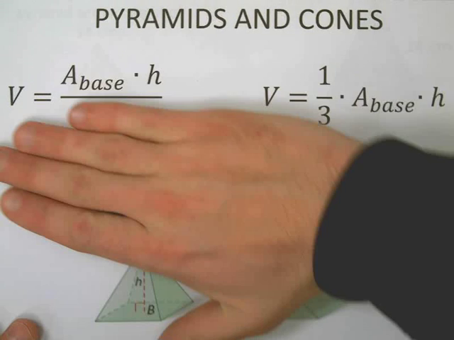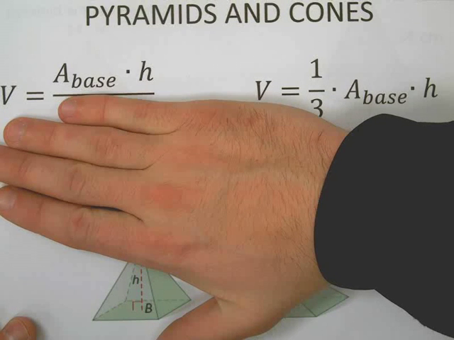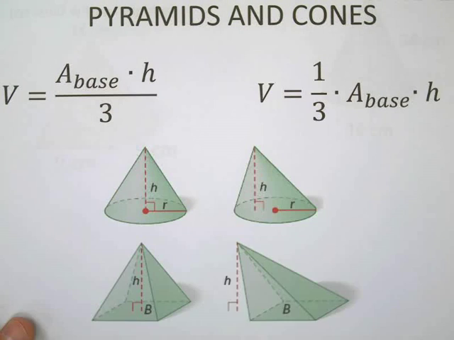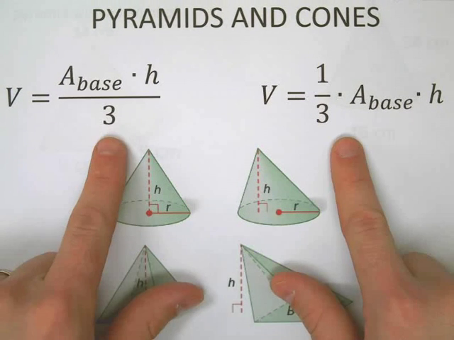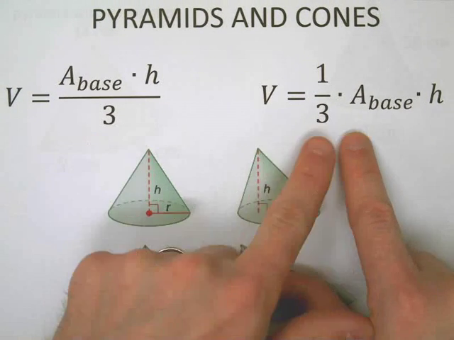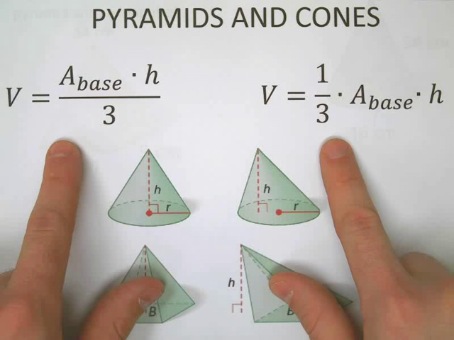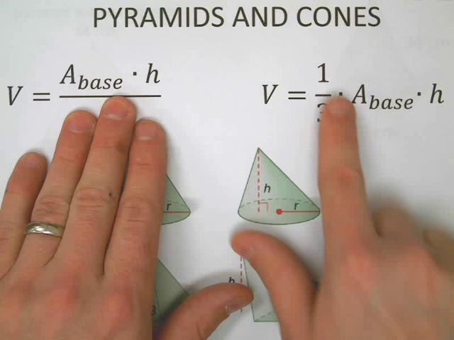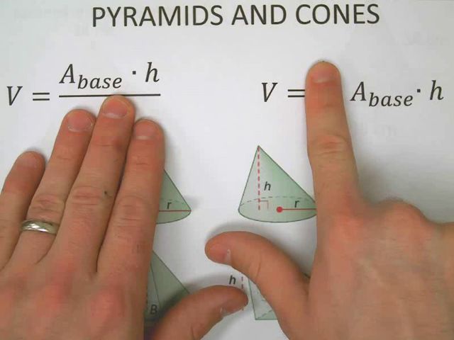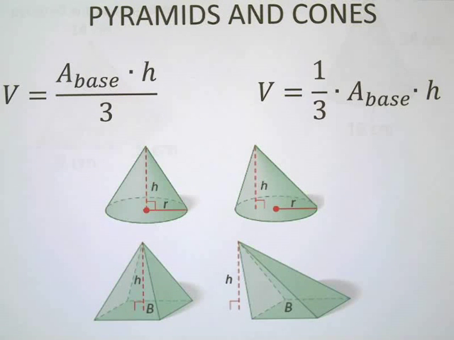So that looks familiar, right? We're going to take the area of the base and multiply it times the height, but then we're going to divide by 3. You can think of it either way: we can say divide by 3, or we can say multiply by 1/3. It doesn't really matter. One of these two formulas is what you want to use. Same idea as before, area of the base times the height, but now we divide by 3. That's the new information.